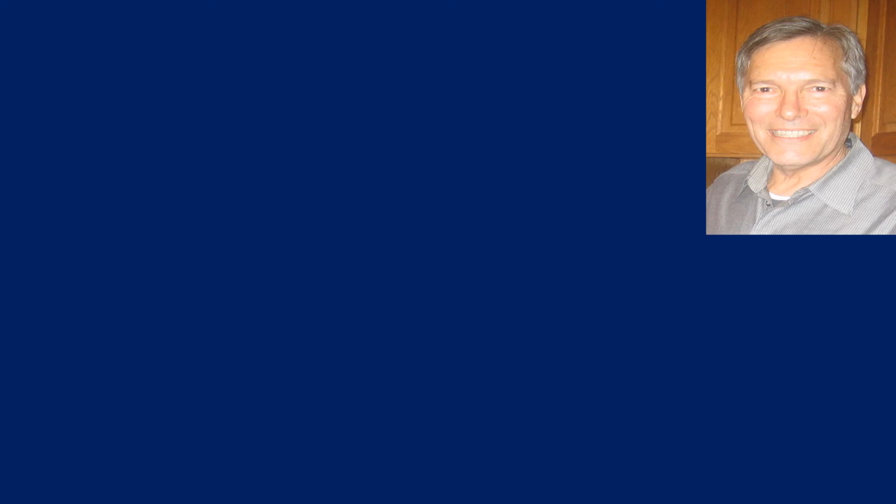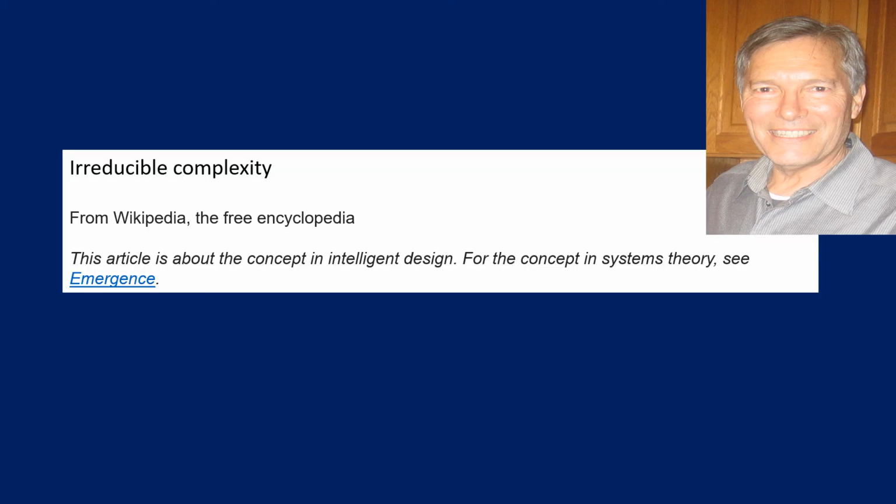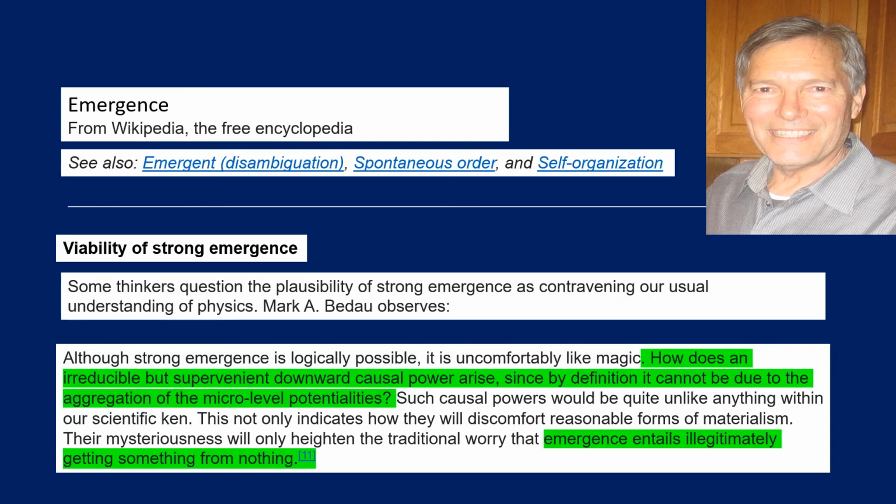For instance, at the very beginning of this Irreducible Complexity article on Wikipedia, you'll see this word emergence. If you click on the word emergence, you'll find the following. It talks about weak emergence and strong emergence, which is basically microevolution, macroevolution. If you get down to strong emergence, it says some thinkers question the plausibility of strong emergence as contriving our unusual understanding of physics. Although strong emergence is logically possible, it is uncomfortably like magic.